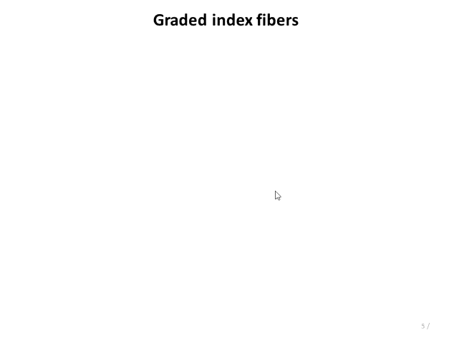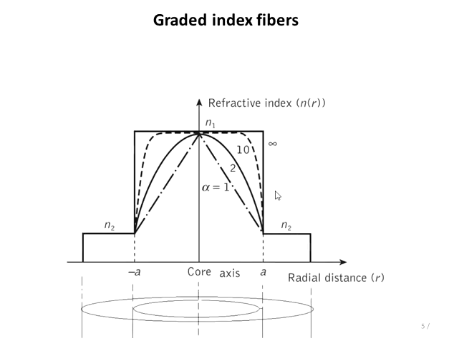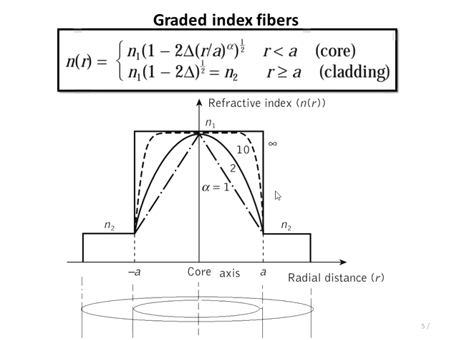Next is graded index fiber. Graded index means the refractive index inside the core is changed gradually from the center of the fiber towards the core cladding boundary. So if you look at the equation, it is given by n of r is equal to n1 times (1 minus 2 delta into (r by a) raised to alpha) raised to 1 by 2, where this alpha is called the index profile parameter.